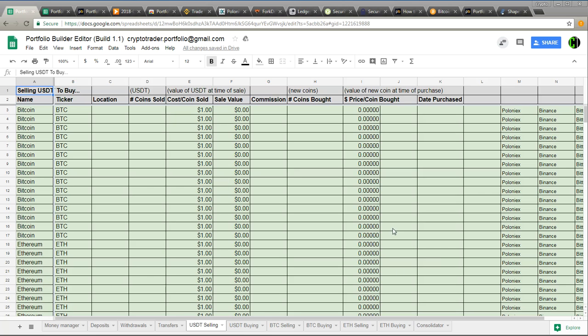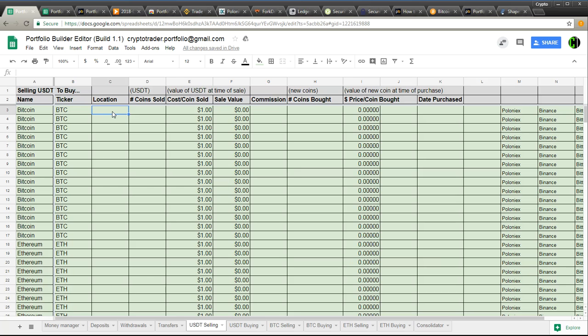Now I'd like to look at the USD T selling. So this is when we're selling Tether to buy an altcoin. This is one of the easier tabs to fill out. In column C, you can mark which exchange you sold it at. Column D, you type in how many coins were sold. It will automatically calculate column F, the sale value, insert the commission cost, and then insert the number of coins purchased. It will automatically calculate the price per coin purchased, and then record the date. And it's really that simple.